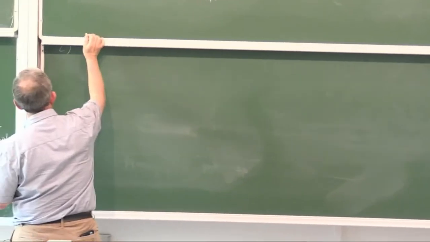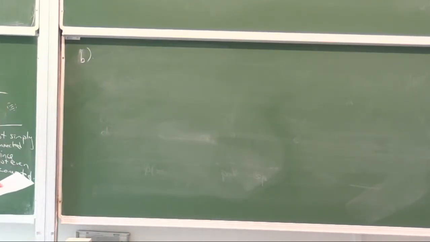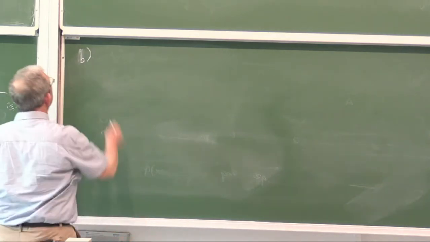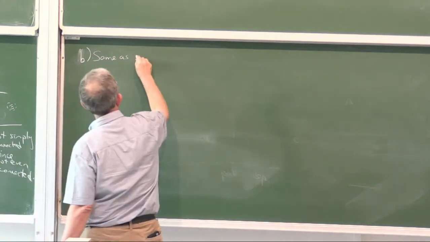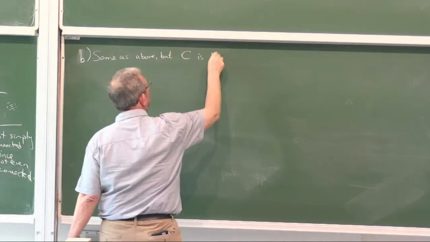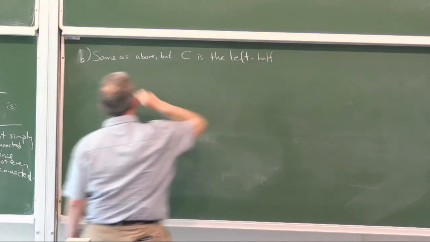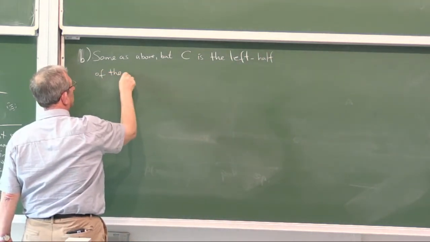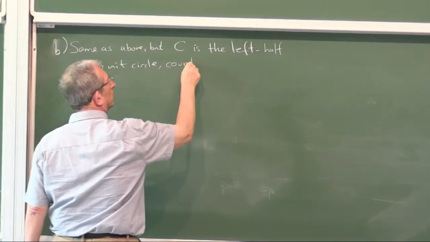Now, as a second example, I said A, so I have a B part. Sorry. So now the same question as above, but C is the left half of the unit circle, say, again, counterclockwise oriented.